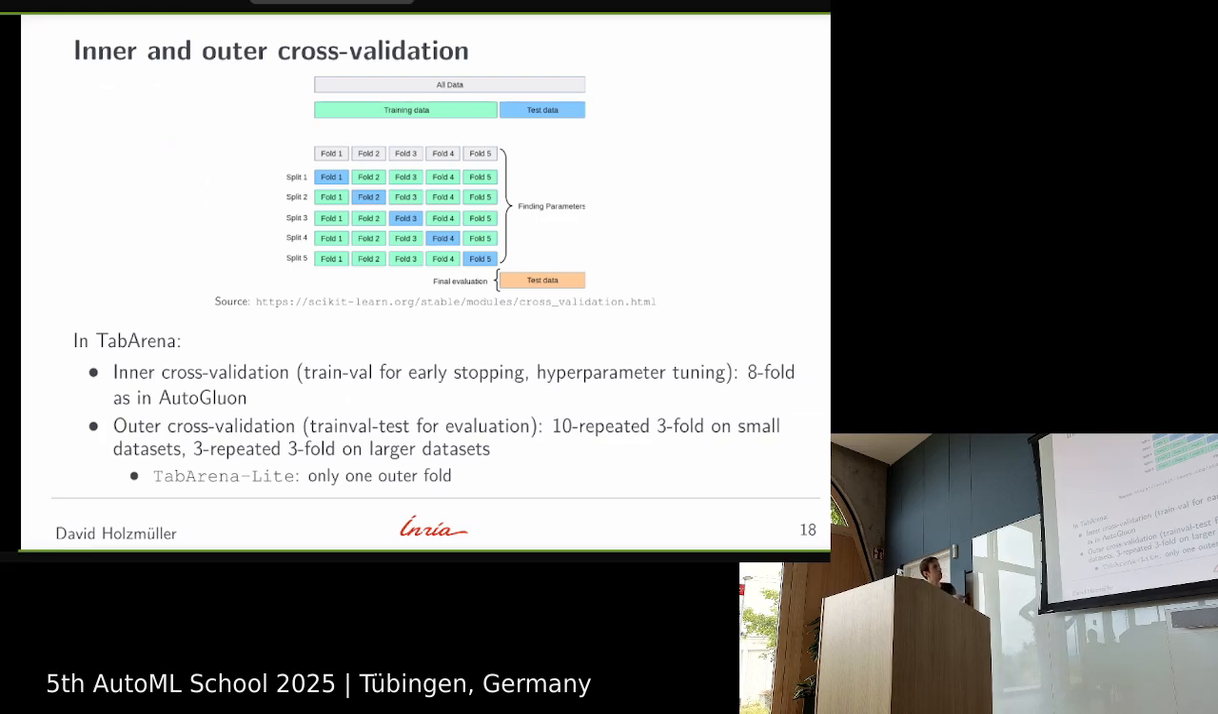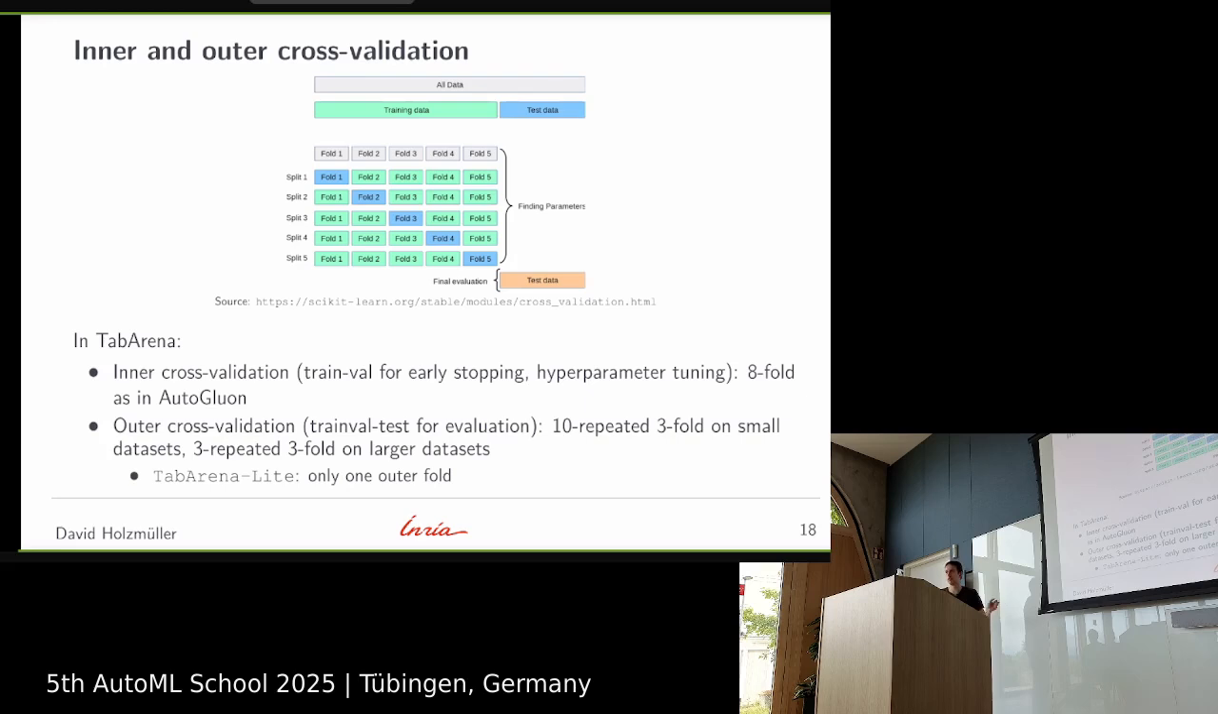Also, when you measure the test performance, you average the predictions of all the models, and you take the test performance of that. This basically also mimics what is happening in state-of-the-art AutoML tools like AutoGluon. We just take the setting from AutoGluon and use 8-fold inner cross-validation. But this is for tuning the hyperparameters and early stopping.